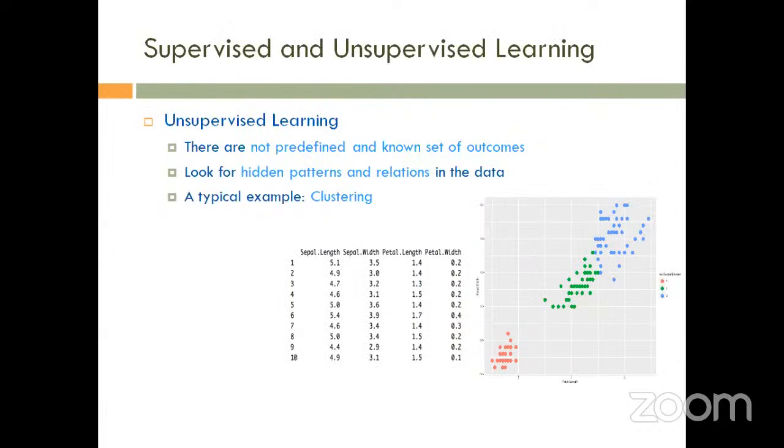Okay, so supervised and unsupervised learning. In unsupervised learning, there are no predefined or known set of outcomes. It looks for hidden patterns in relation to the data. A typical example is clustering. This particular data set has sepal length, flower colors, flower length. Maybe we will be using similar data sets in these classes in machine learning. So that is the example of clustering.